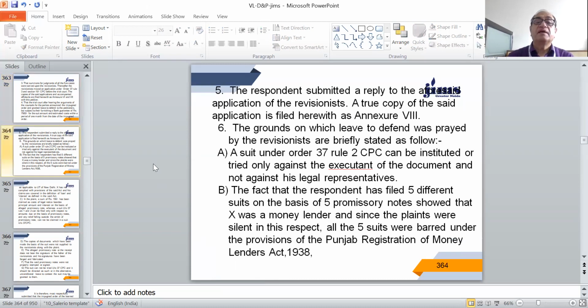Para 5. The respondent submitted a reply to these applications, and the true copy of the said reply is filed herewith as Annexure 7. The grounds on which leave to defend was prayed by the revisionists are briefly stated as follows. Number 1, a suit under Order 37 Rule 2 of CPC can be instituted or tried only against the executant of the document and not against his legal representative.